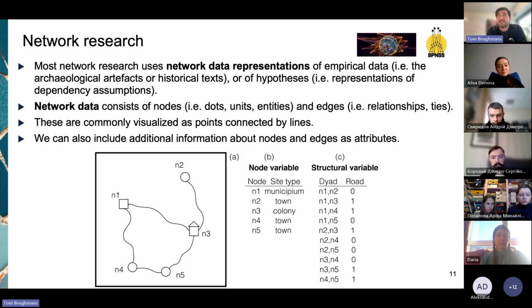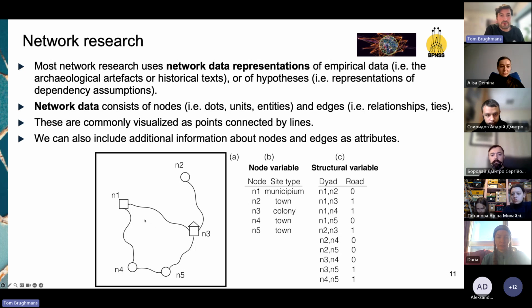Network research tends to use network data representations. Network data consists of a set of nodes. So that's jargon. Nodes is jargon for these dots. The dots, the units, the entities of research interest. Here I've got a little picture as an example.